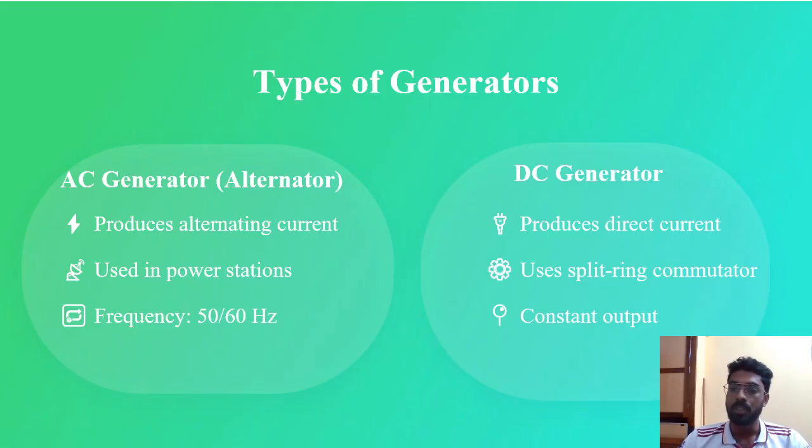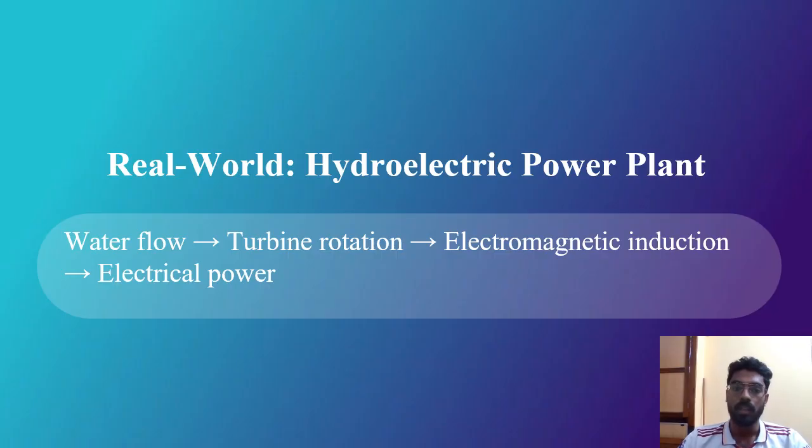DC generators use a split ring commutator. The ring will not be constant; it is broken in between. So that's the difference.